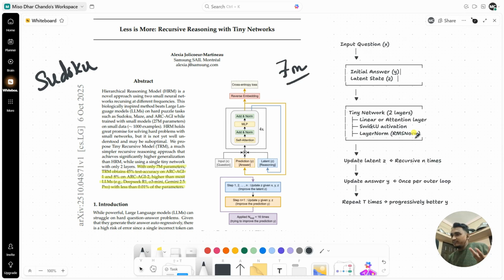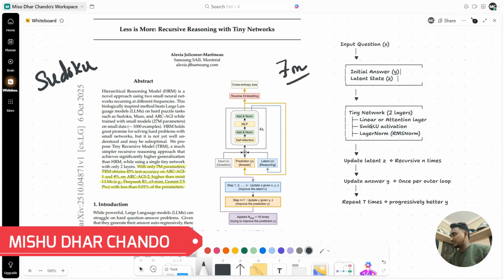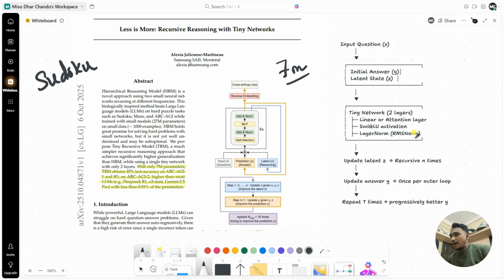Recently, Samsung SAIL Montreal published a paper called Less is More: Recursive Reasoning with Tiny Networks. I am Mr. Chandu and I am super excited to be creating this video. So, let's start. In the paper you can see that with only 7 million parameters, TRM obtained 45% test accuracy on ARC-AGI-1 and 8% on ARC-AGI-2, higher than most LLMs, for example DeepSeek R1, o3-mini, and Google Gemini 2.5 Pro.